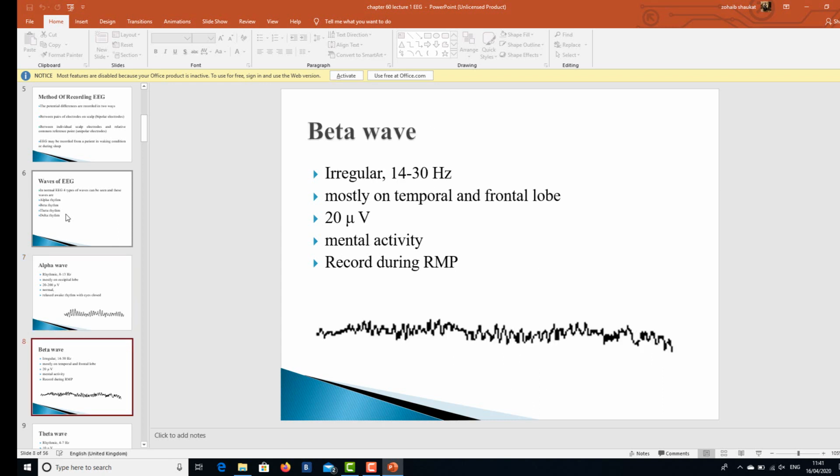Now, beta waves. These are not regular waves. They are irregular, having a frequency of 14 to 30 Hz, and mostly recorded from the temporal and frontal lobes of the brain, with a voltage of around 20 microvolts, and recorded not during relaxation but when the person is mentally active, and during REM sleep.